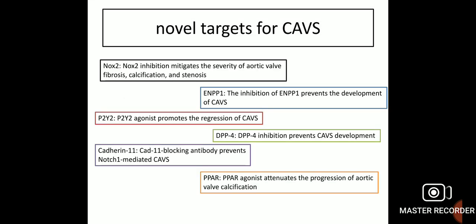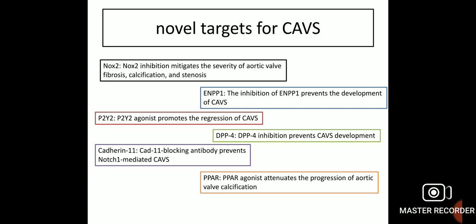So we'll move ahead to the novel targets for CAVS. So novel targets are NOX2, ENPP1, P2Y2, cadherin 11, PPAR. So we will see these one by one. NOX2 inhibition mitigates the severity of aortic wall fibrosis, calcification and stenosis. Inhibition of ENPP1 prevents the development of CAVS. Then P2Y2 agonist promotes the regression of CAVS.